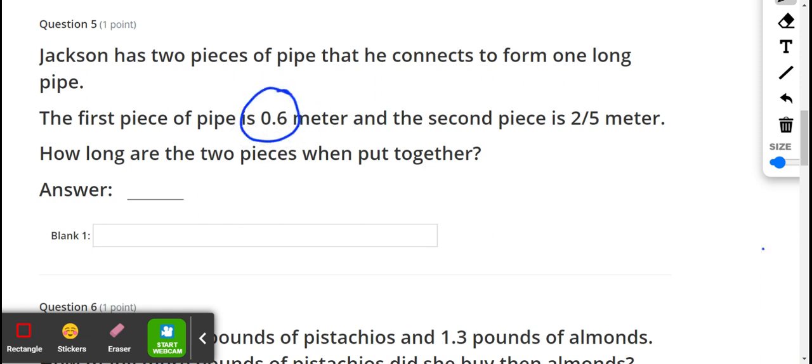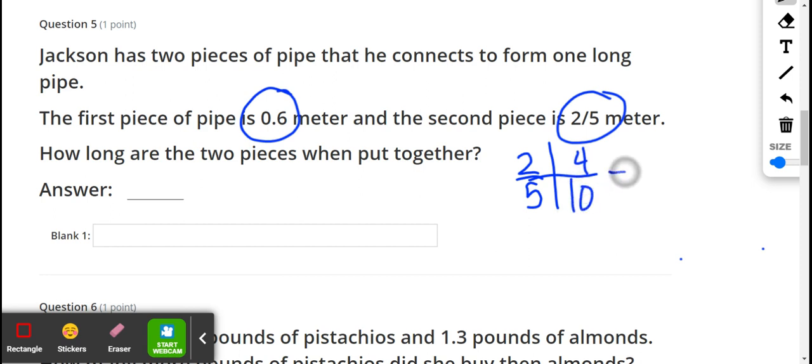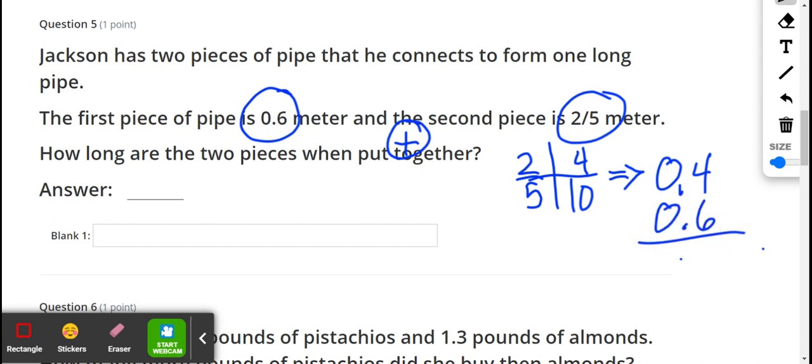Number 5, looking at this, we could probably do decimals to make it easier. 2 out of 5 is going to be equal to 4 out of 10. So that would give us 4 out of 10. And we convert that to a decimal, which would just be 4/10. So it says put together. If we put them together, we got 4/10 and 6/10, which would give us one whole number. So whether it's a fraction or a decimal, one whole number would be the same.